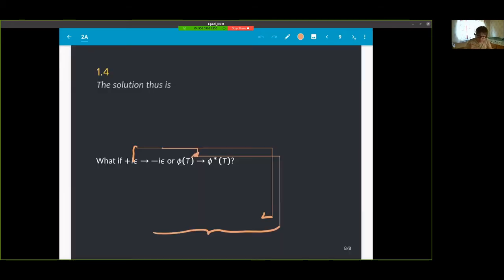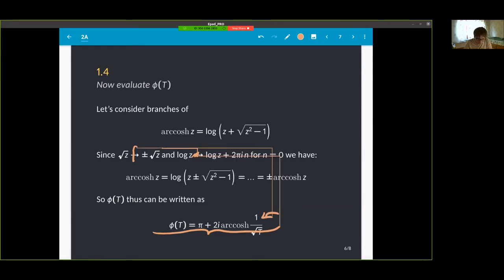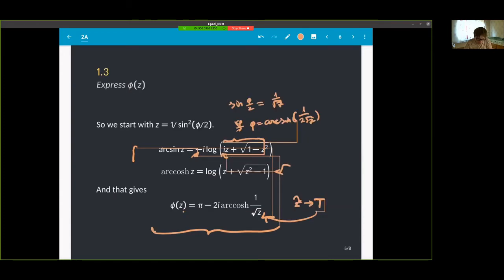And I think to think about phi of t. Okay, so we have phi of z, right? So this is what defines z as function of phi. No, it's not complex.